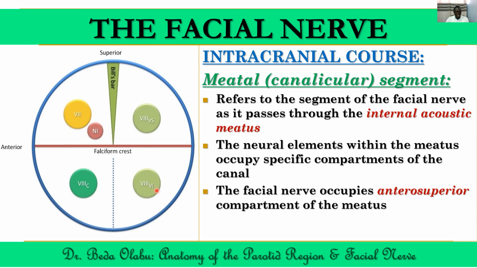The vestibular nerve has 2 divisions, the superior and the inferior divisions. The superior division occupies the posterior superior aspect of the canal, and the inferior division occupies the posterior inferior aspect of the canal. Usually there's a transverse crest of bone that separates the superior from the inferior compartments. And then there's also another crest of bone, which we call Bill's bar, that separates the superior compartment into anterior and posterior.